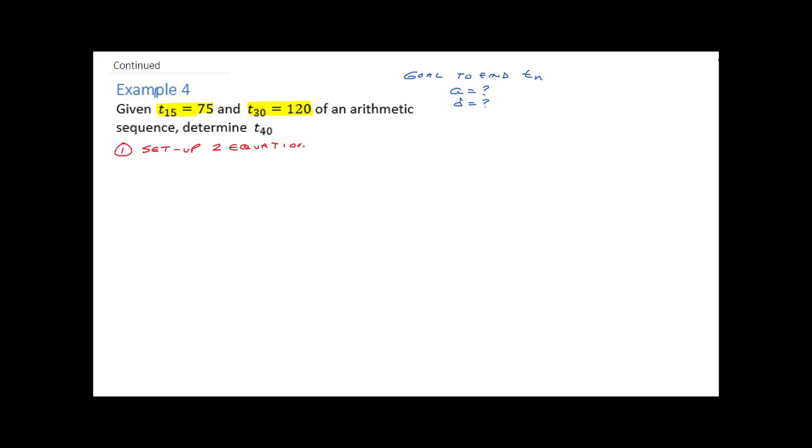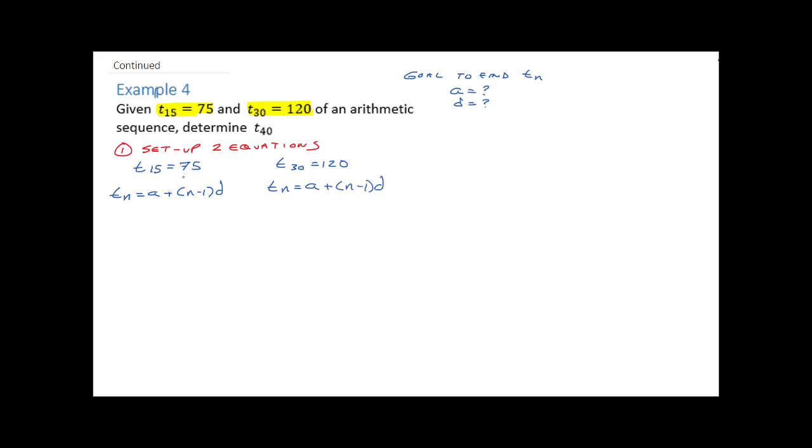Okay, here we go. Let me just write it down here. We know term 15 is 75, and we know that term 30 is 120. Now, what's our formula look like? I'm going to write the same formula for both: Tn equals A plus n minus 1 times D.